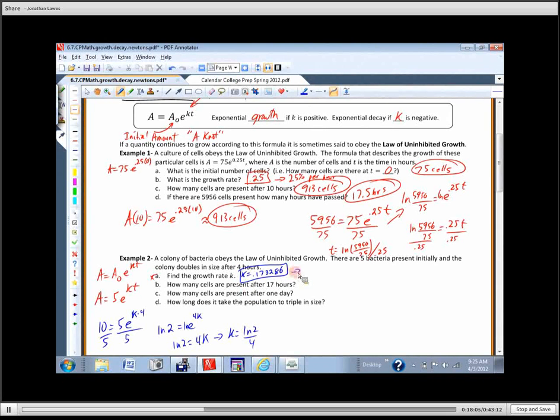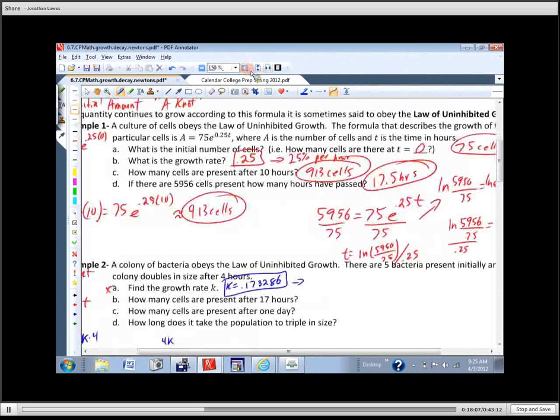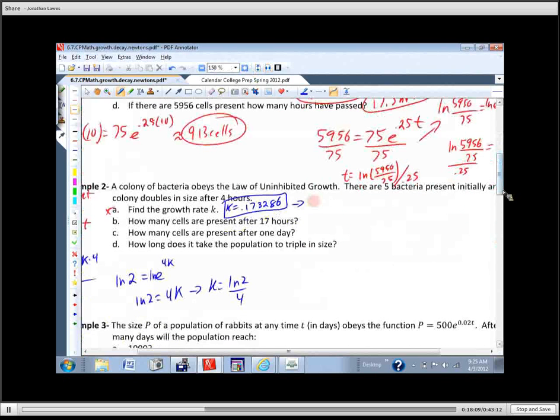Okay, what that means is our formula on this problem is going to be this. A equals 5 was the initial amount, and then it's going to be e to the 0.173286 times t. So does this particular bacteria grow faster or slower than the last one? Slower. A little slower. This one's 17% per hour. The other one was 25% per hour.